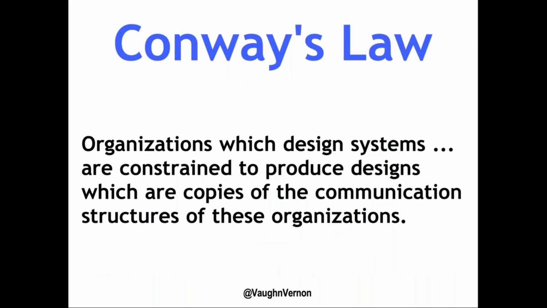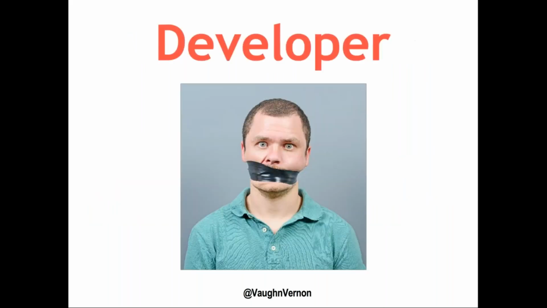And this really is helpful to use when you consider Conway's law. In organizations which design systems, these systems are constrained to produce designs which are copies of the communication structures of these organizations. So the way that we communicate within our teams, within our departments, within our organizations, whatever our structure is within that organization is going to be reflected in our software.